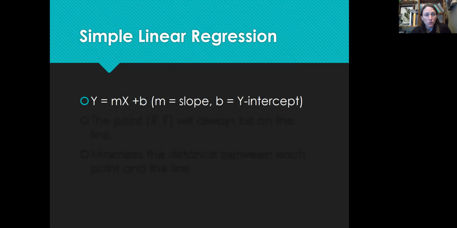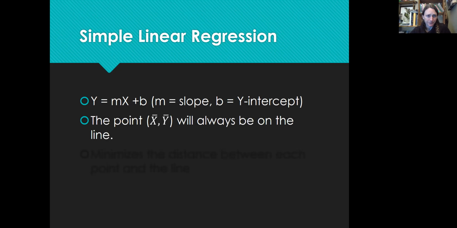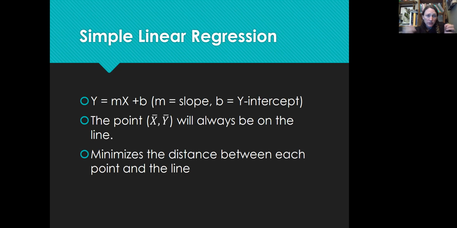So this should be familiar to you. Y equals mx plus b is the equation for a line. X and y, of course, are our variables. And m stands for the slope of the line, the rise over the run. And b stands for the y-intercept, where the line actually intercepts the y-axis. What's cool about linear regression is that the point x bar, y bar, the mean value of x and the mean value of y, will always be right on the line. And simple linear regression's whole goal is to minimize the distance between every point in your data set and the line that intersects the points.